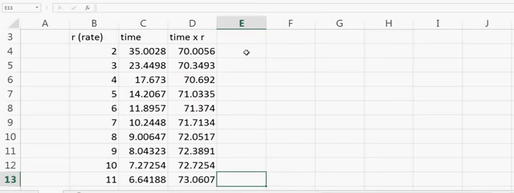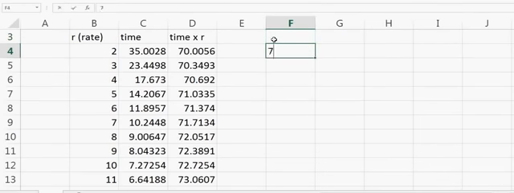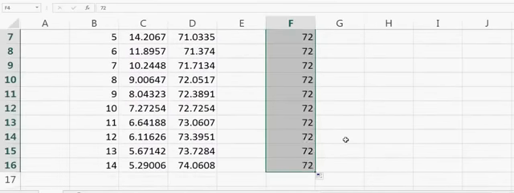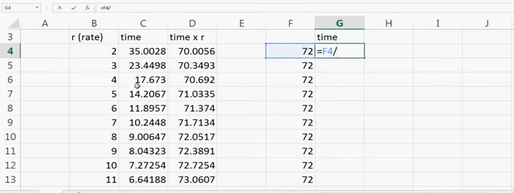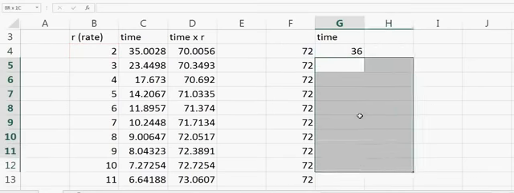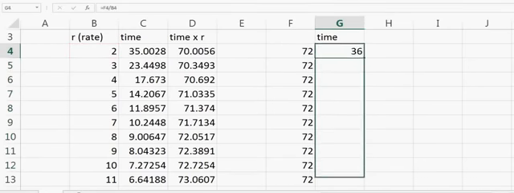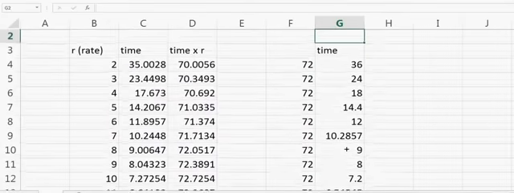so if I use the same approach, so if I use our trick, then instead of using 70.005, I will always use 72. So I keep using 72 for all these rates, and then I'll calculate the time. Time will be equal to 72 divided by rate. So now you can see that I get numbers which are very close to the actual time it should be.